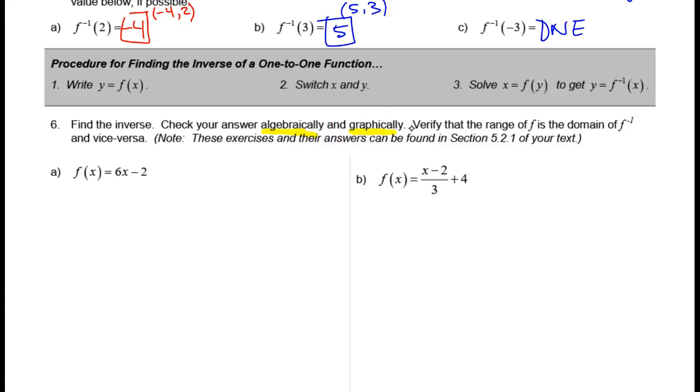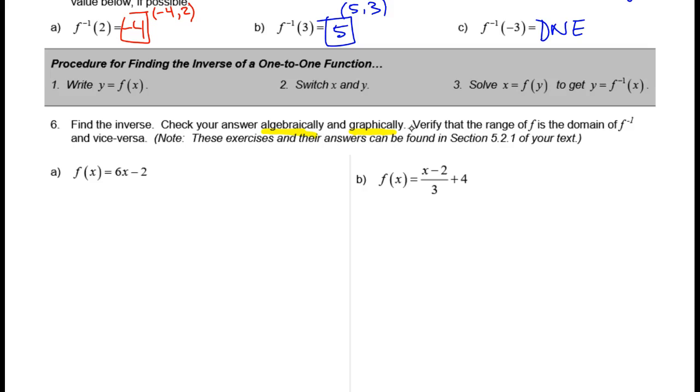I don't want this video to be 7 hours long, so I'm going to let you look graphically at both the function and its inverse to see that the inverse is a reflection across the line y equals x. And in order to check them algebraically, you should check that f of f inverse of x should equal x, and then the reverse of that is also true. Okay, so let's just get cranking here on this first one.